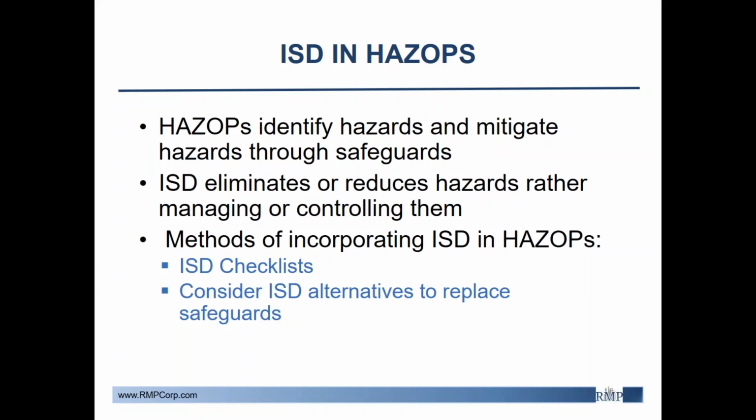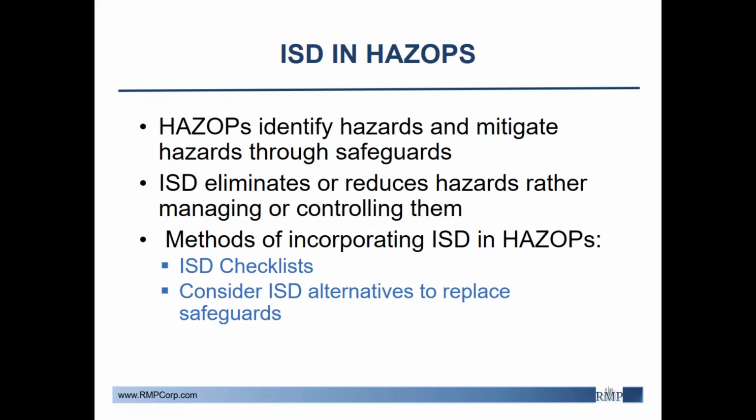In order to make the most out of a HAZOP study, one method is to use ISD checklists and principles to identify opportunities to eliminate or reduce hazards within the HAZOP study. Alternatively, another method is to use the HAZOP as a tool to identify hazards and then generate ideas for ISD using your existing HAZOP.